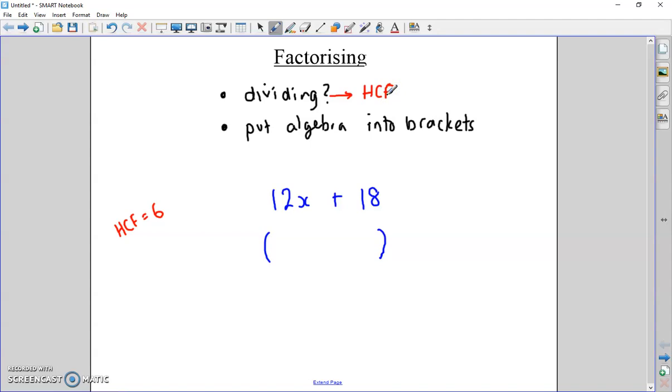So we're always trying to divide by the highest common factor. Now, it could be a number, it could also have some letters as well, we'll get onto those shortly. So the highest common factor is 6, and so to put into brackets, we divide both of these by 6, and because we're dividing by 6, a 6 goes at the front, okay, outside of the brackets. Then we've got the dividing to do. So 12x divided by 6, that would leave us with 2x. 18 divided by 6 would leave us with 3. There you go, that's been factorised.